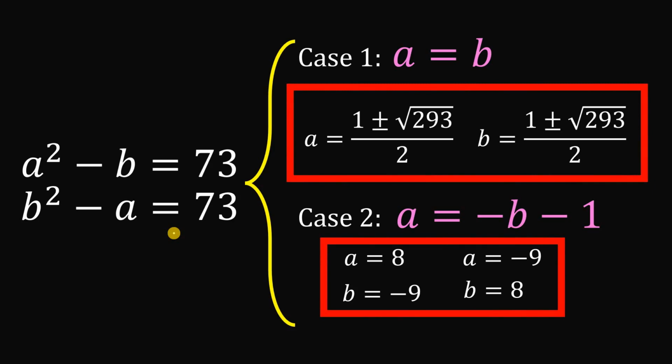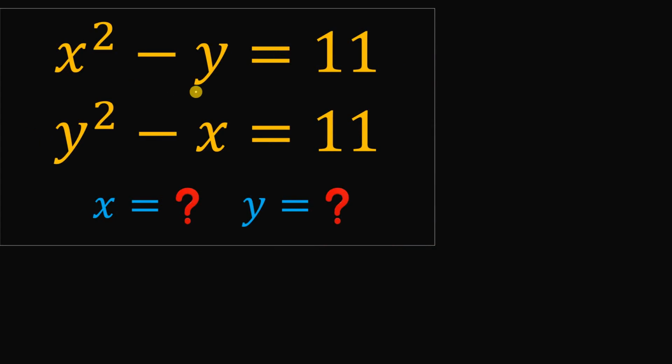Now, for your practice, let's have this equation: x squared minus y equals 11, and y squared minus x equals 11. Now, solve for all possible values of x and y. Now, don't forget to show your solution and comment your answer in the comment section down below. Alright?